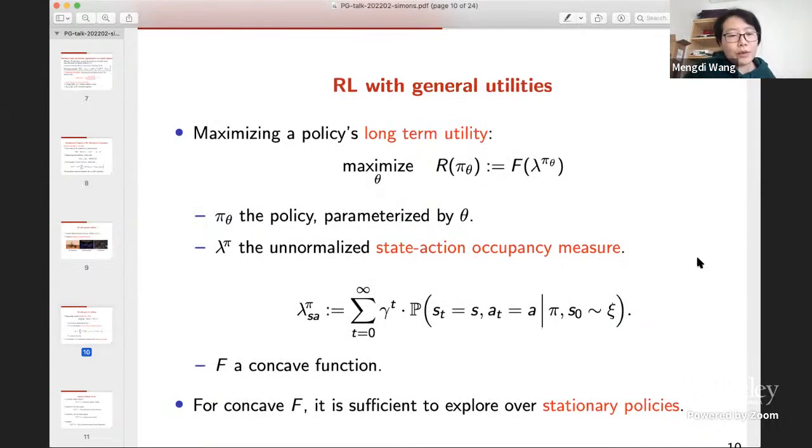Note here that because we are no longer dealing with additive rewards, there are many things that we took for granted in classical MDP theory that no longer hold. So here we have to prove again that for this more general convex Markov decision problem, it's actually okay to only explore over stationary policies. Cyclic and non-stationary policies are not going to make our objective function bigger.